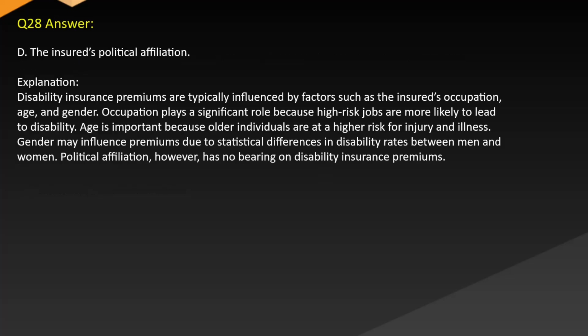Answer: D. The insured's political affiliation. Explanation: Disability insurance premiums are typically influenced by factors such as the insured's occupation, age, and gender. Occupation plays a significant role because high-risk jobs are more likely to lead to disability. Age is important because older individuals are at a higher risk for injury and illness. Gender may influence premiums due to statistical differences in disability rates between men and women. Political affiliation, however, has no bearing on disability insurance premiums.